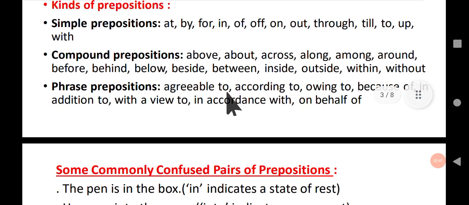Next one, phrase prepositions. Phrase prepositions are nothing but a combination of different words together that function as prepositions. Okay, see here: agreeable to, according to, owing to, because of, in addition to, with a view to, in accordance with, on behalf of. These are all in the form of phrases, and these phrases function as prepositions. Because of this reason they are called phrase prepositions.